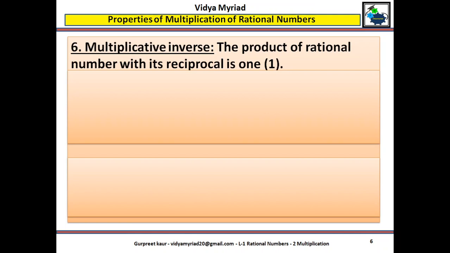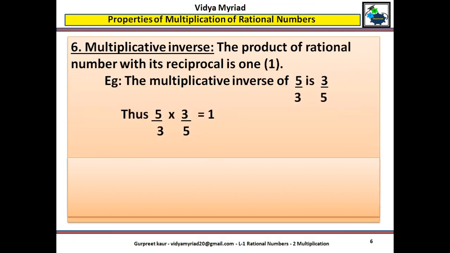Sixth, multiplicative inverse. What is the meaning of multiplicative inverse? It means there will be a rational number and you will take the reciprocal of that number. For example, my number is 6 upon 7. 6 is my numerator, 7 is my denominator. What is the reciprocal of this? It will become 7 upon 6, which means the numerator becomes the denominator and the denominator becomes the numerator. And when I multiply these two, my answer will be 1.